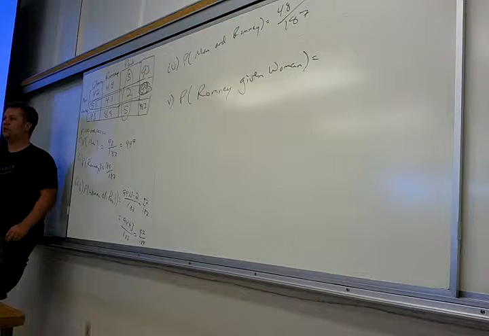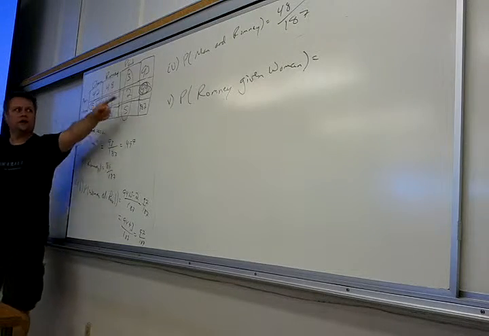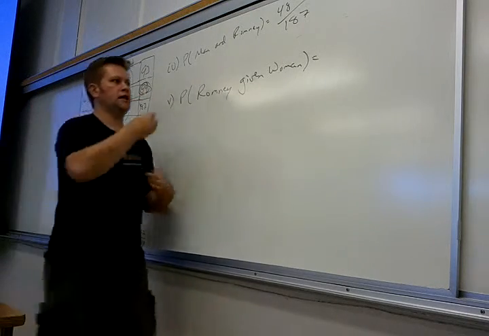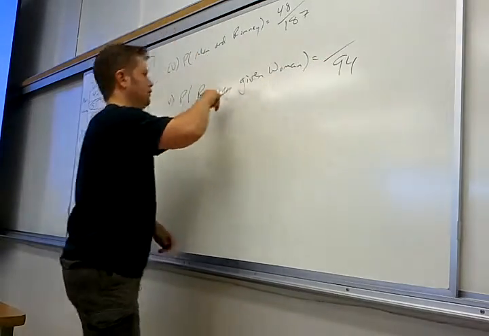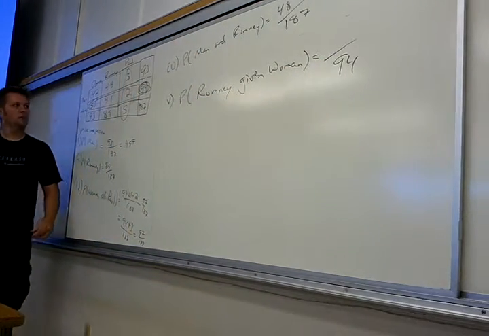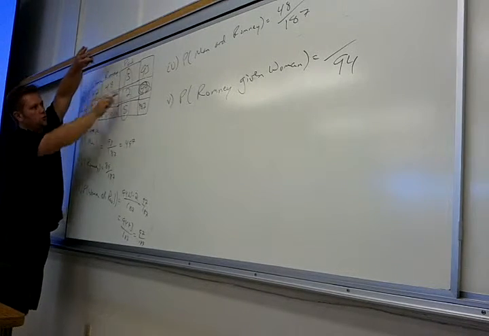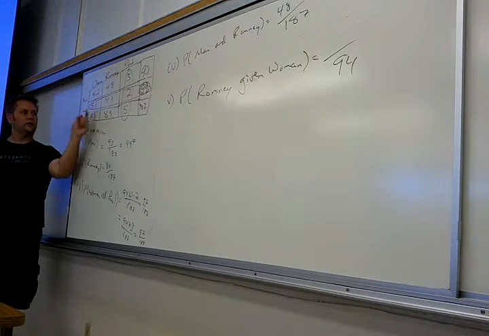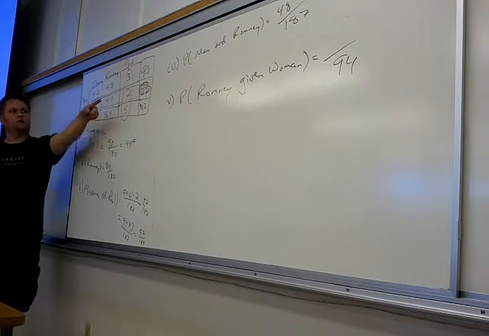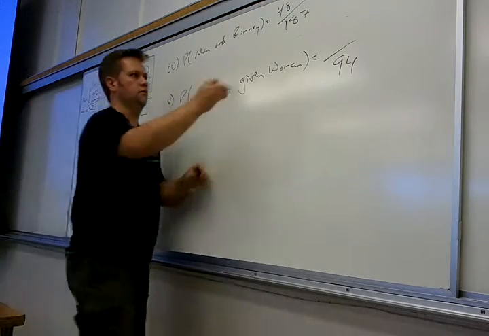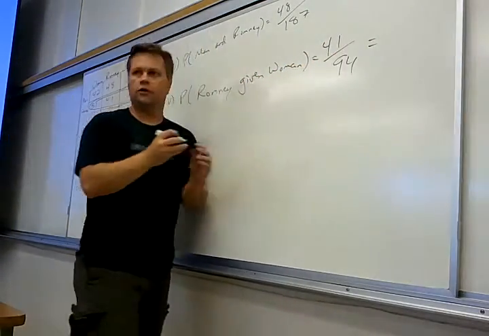So how many people could it be? 94. Could be 94 people. So out of those 94 people, how many are going to vote for Romney? And the really awesome thing is, your whole universe is this here, right? So out of those 94 people, 41 are going to vote for Romney. There you go.